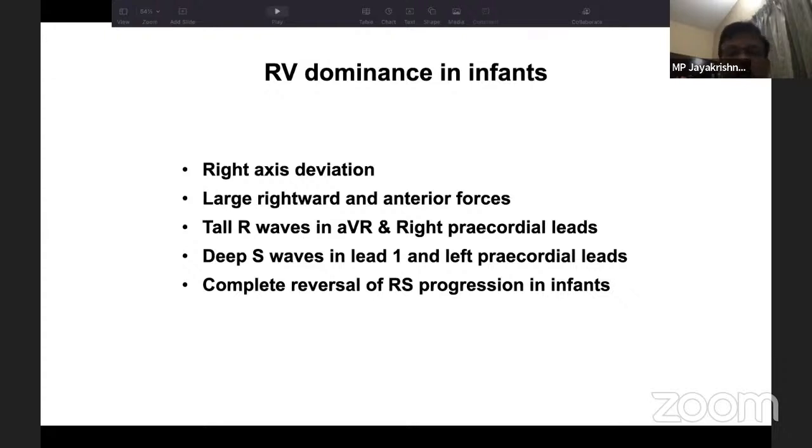And the left leads, we discussed in the beginning itself that lead 1 actually corresponds to the left upper part of the heart. So lead 1 is a left lead. Left precordial leads like V5 and V6 also have deep S waves.